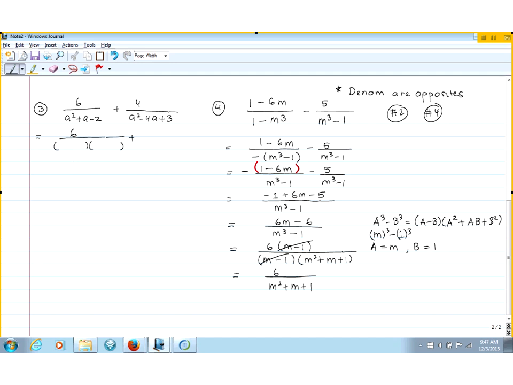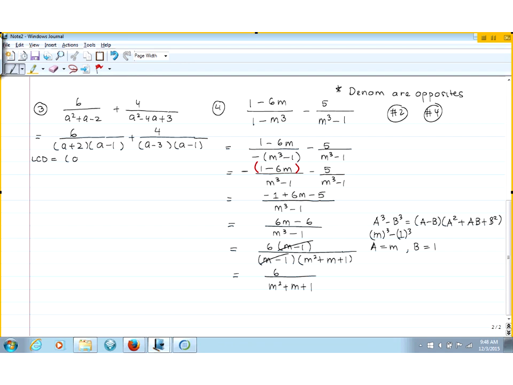What is A squared plus A minus 2? Factor it out. Come on, you guys know. A plus 2, A minus 1. A squared minus 4A plus 3. A minus 3, A minus 1.